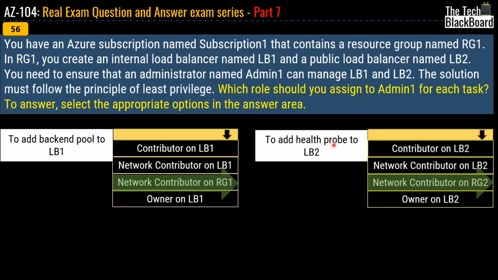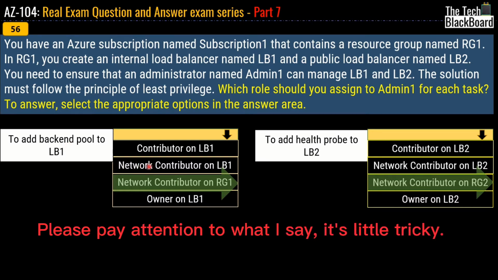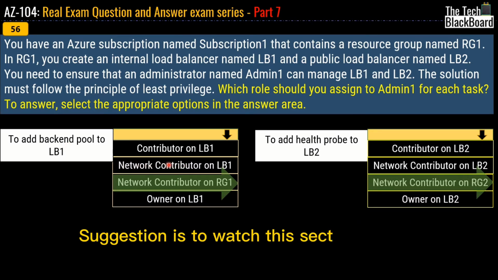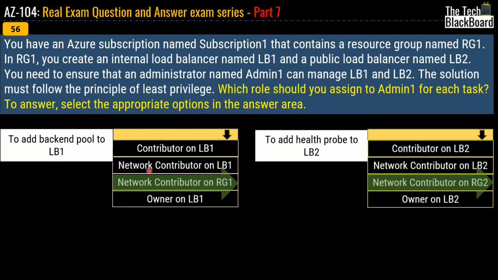Now let's understand the reasoning behind choosing both of these options, and then I will take you to the Microsoft documentation to understand a little bit more about network contributor. Starting with our backend pool, you need to have network contributor on the load balancer and on the virtual machines that will be part of the backend pool. For this reason, the network contributor role must be assigned on the resource group level where the load balancer and virtual machines reside. And that's the reason behind choosing network contributor on RG1 or resource group 1.